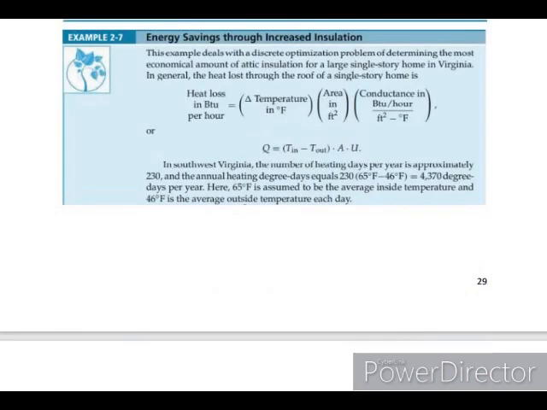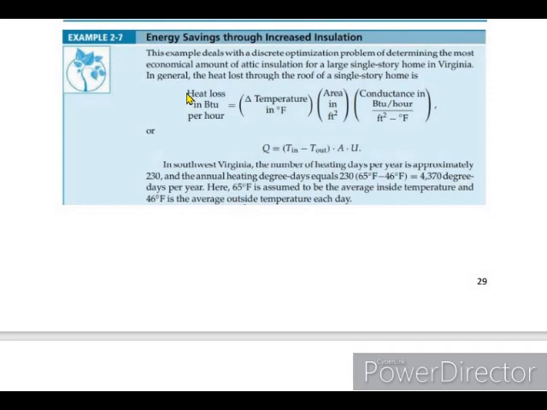So another problem, example 2-7. This is about energy savings through increased insulation. So this example deals with a discrete optimization problem. The previous problem is continuous because velocity is a continuous variable. So now this problem is about discrete, okay, determining the most economical amount of attic insulation for a large single-story home in Virginia. So it's about making an attic insulation.